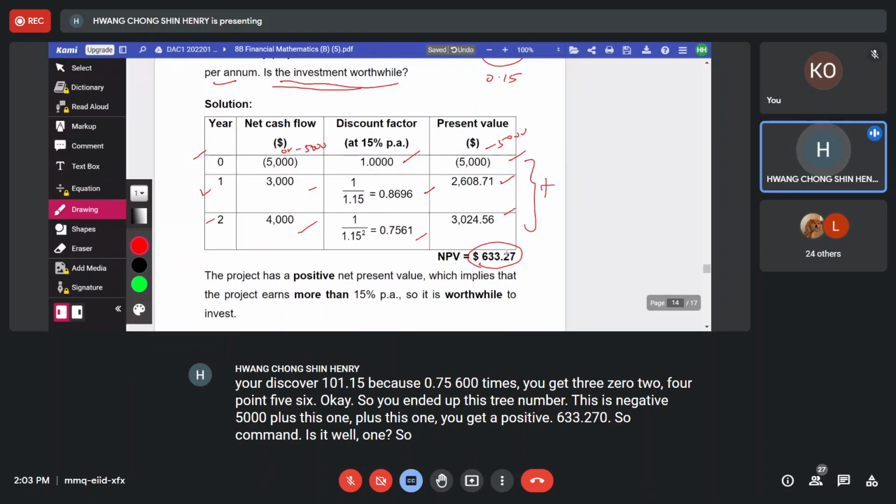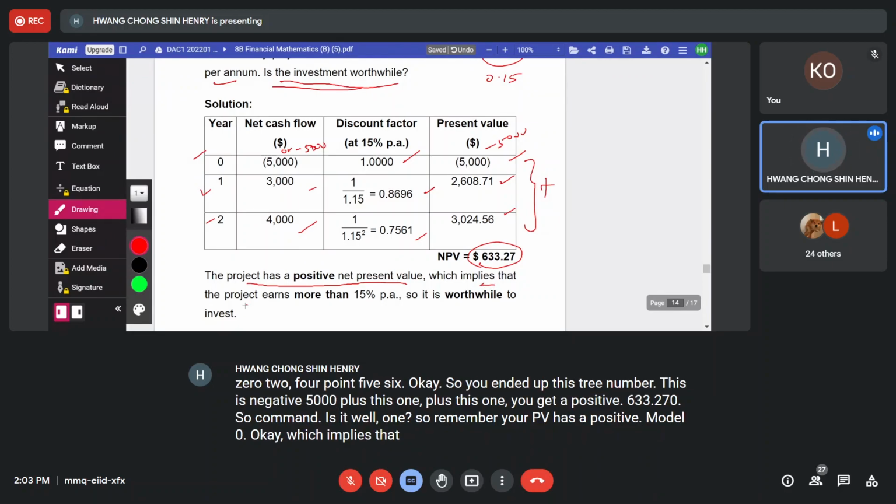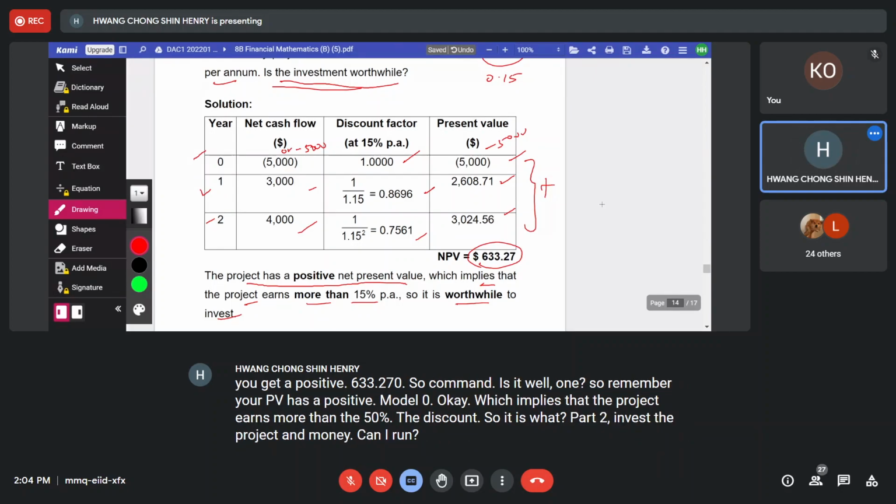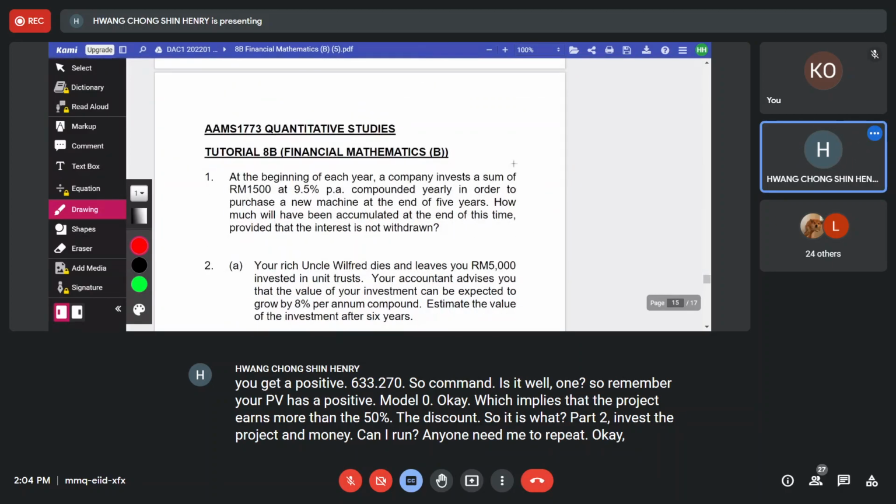So comment, is it worthwhile? Remember your NPV is positive, more than 0, which implies that the project earns more than the 15% discount rate. So it is worthwhile to invest. The project earns money. Does anyone need me to repeat? Okay, that's the last one. I'll finish already.